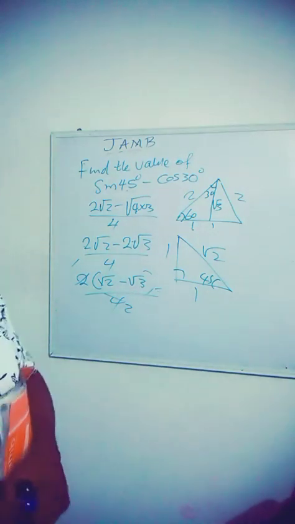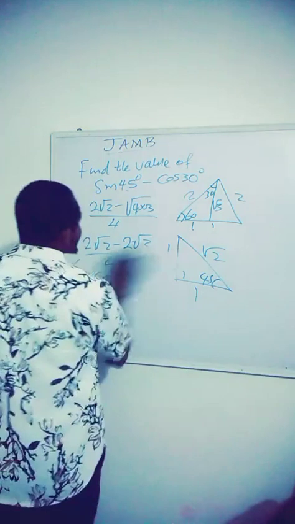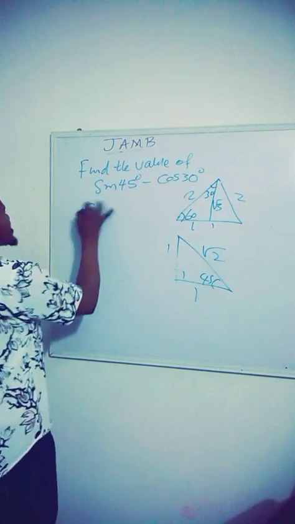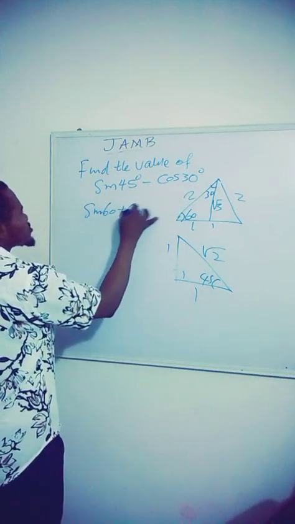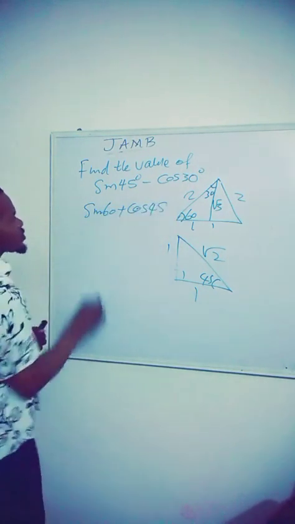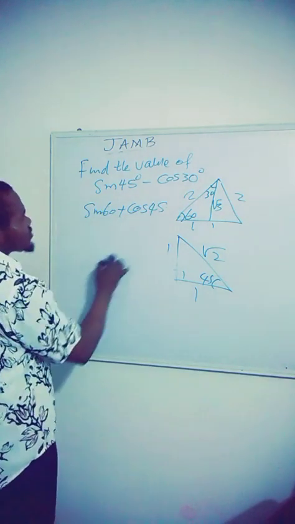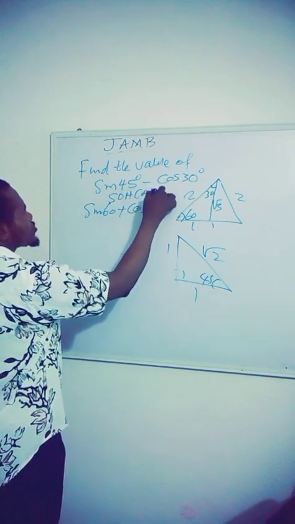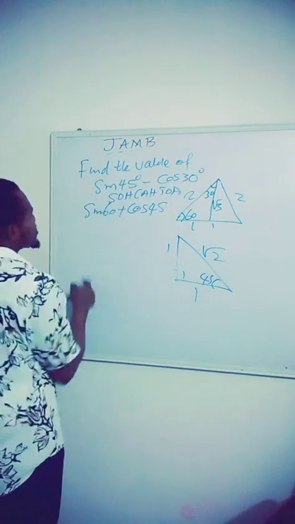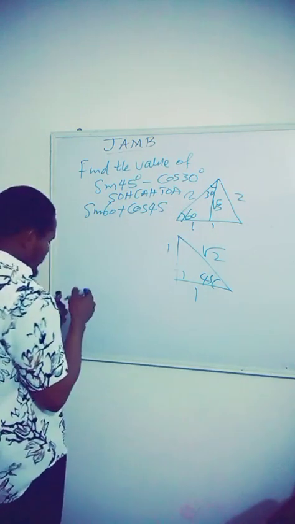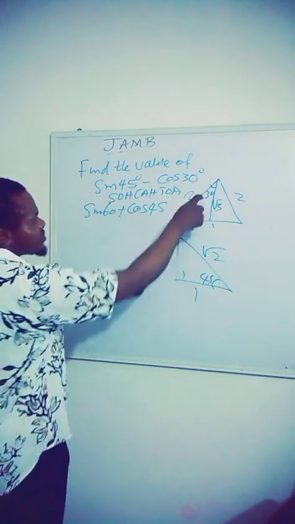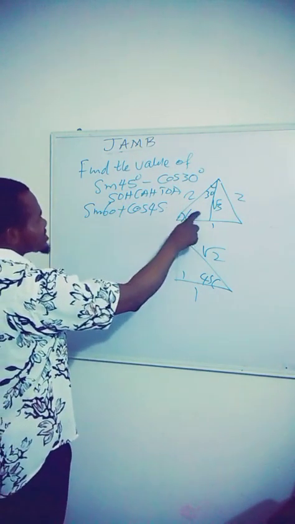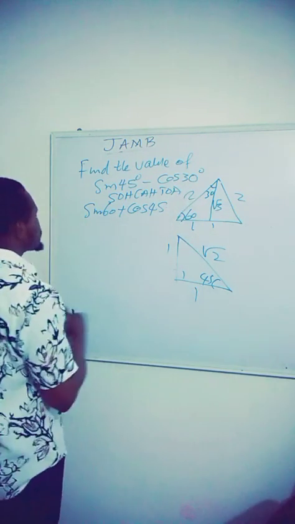So let's assume we want to find sine 60 plus cos 45. We have to find sine 60 plus cos 45. So sine 60: opposite over hypotenuse. When you are looking for 45, you use this. When you are looking for 30 and 60, you use this. So sine 60 is opposite over hypotenuse, root 3 over 2.